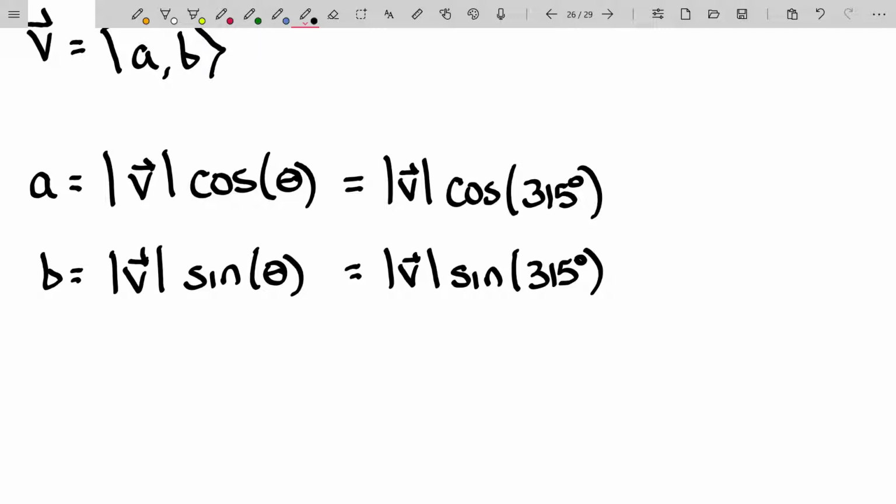So at this point, I sort of speed through my trig, mainly because you should all be very experienced with trig at this point. The sine of 45 degrees is also 1 over root 2. However, it's in quadrant 4, so it's a negative. So we have the magnitude of v times a negative 1 over root 2.